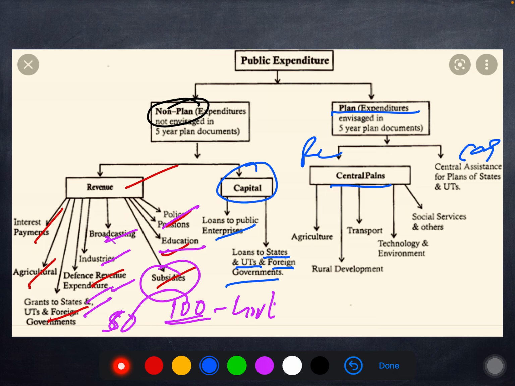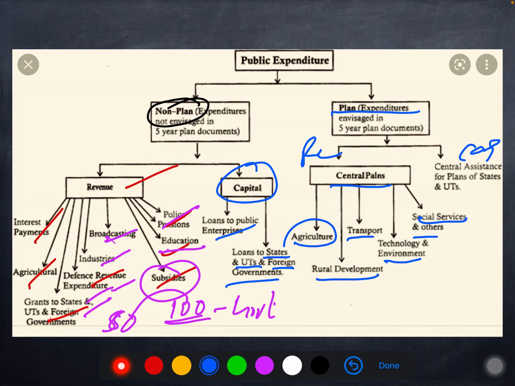When it comes to central plans, it's all social welfare. It all comes under agriculture, rural development, transportation, technology and the environment, social services and others. On the other side, you have capital plan expenditure. Capital planned expenditure, like its revenue counterpart, relates to the central plan and central assistance for the state and union territory plans. That means the central government plans fully for the five-year plans, and for all the related issues in these documents, they are going to spend the money.